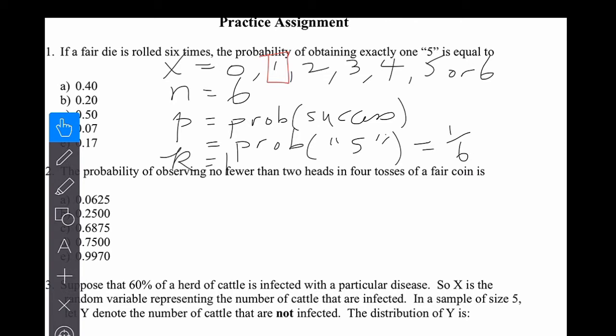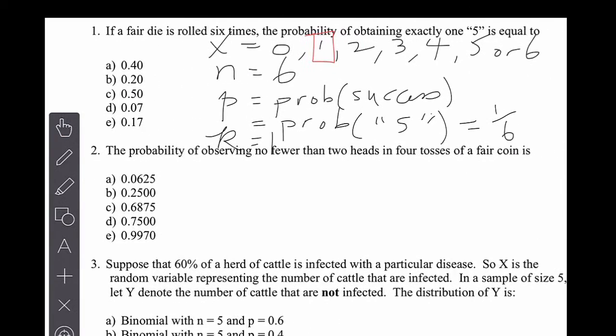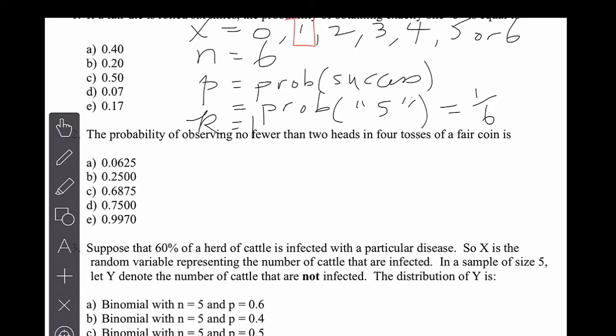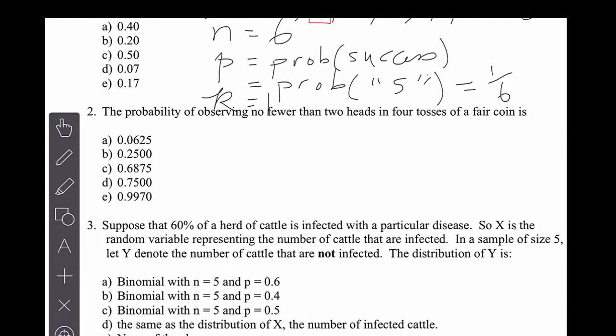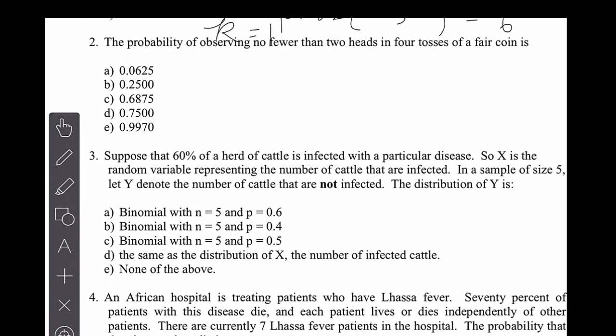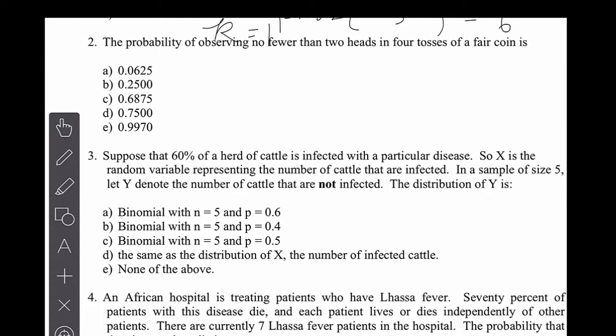Okay, next problem. The probability of observing no fewer than 2 heads in 4 tosses of a coin. Now we did this before, the tossing 4 coins, and we know the probability distribution, but let's use this opportunity to derive the answer using this method, okay, using the binomial formula. Before we did it by listing the possible outcomes, identifying what the probability of each one was, and multiplying by the total number of ways you could see the arrangements of whatever we were looking for.